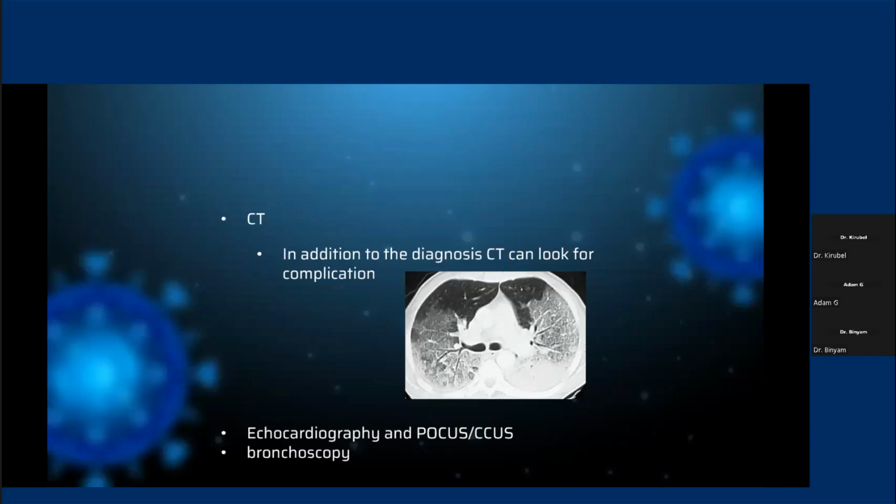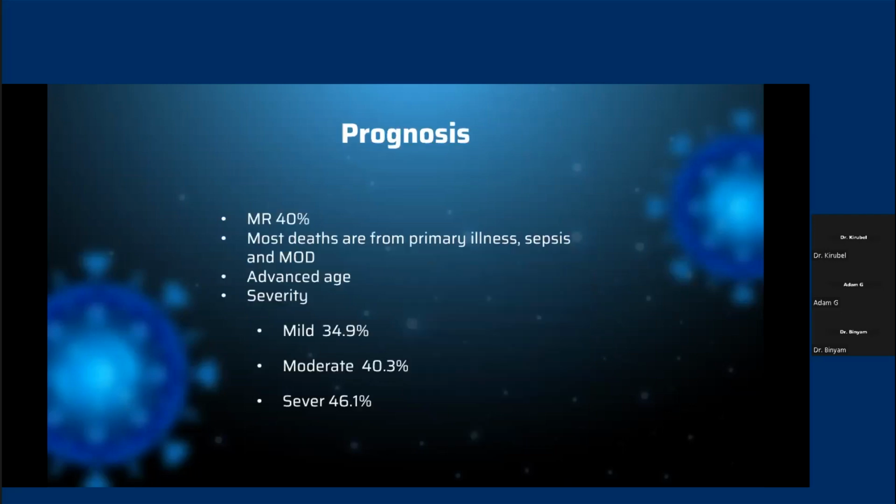The next investigation is echocardiography, especially if you think cardiac dysfunction might be there. Point of care ultrasound or critical care ultrasound can also be used to diagnose and follow patients with ARDS. Bronchoscopy: if you suspect infections and have other differentials, that's an investigation you can also do.